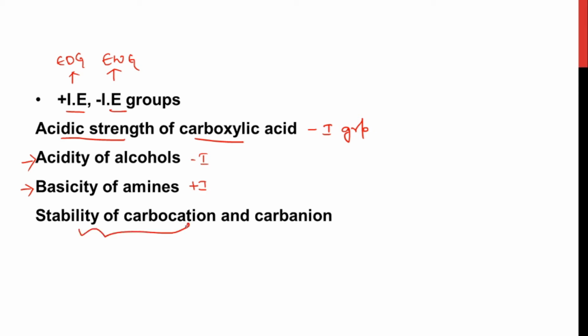And we have also discussed stability of carbocation and carbanion, where carbocation stability is increased by the presence of plus I groups. When a carbocation is present, where the carbocation is an electron deficient species, it is stabilized by having a positive inductive effect group. More the number of plus I groups, more is the stability of a carbocation. And also the carbanion, the stability of carbanion is increased by the presence of minus I groups, and the presence of plus I groups has decreased the stability of carbanion. So we have learned the entire inductive effect.